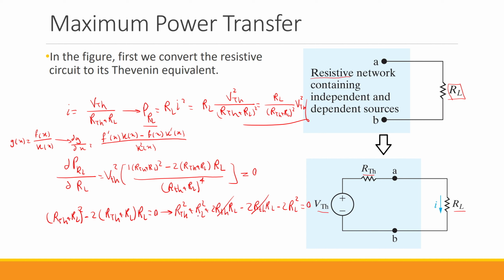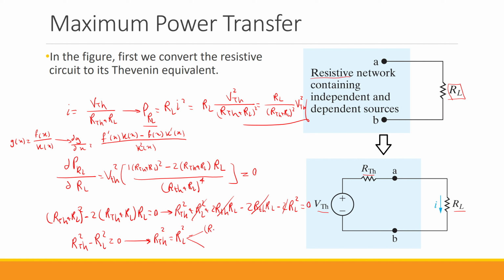We have a positive RL squared, we have a negative RL squared too. So this one and this will also go away. So we have RTH squared minus RL squared equal to 0, which means that RTH squared should be equal to RL squared. So there are two cases for this to happen.